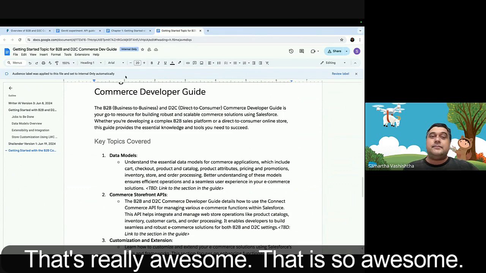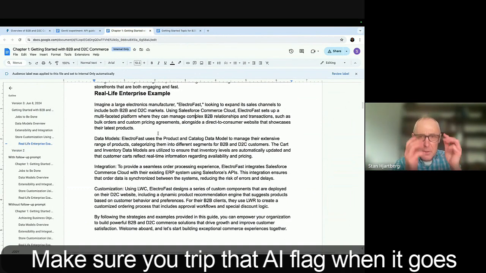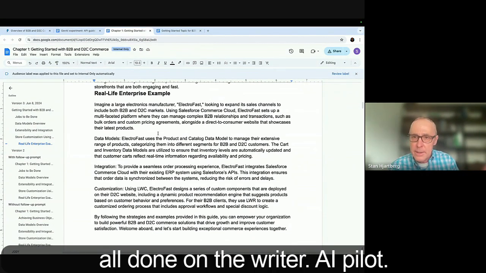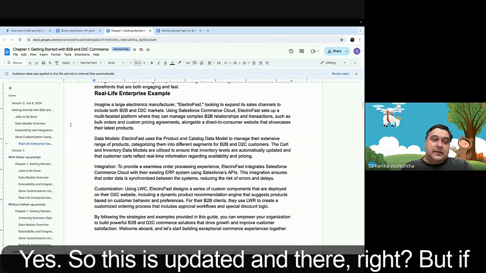That's where we are. That is so awesome. Make sure you trip that AI flag when it goes through editorial. So now the question is, this was all done on the Writer.ai pilot? Yes. This is completely done there.